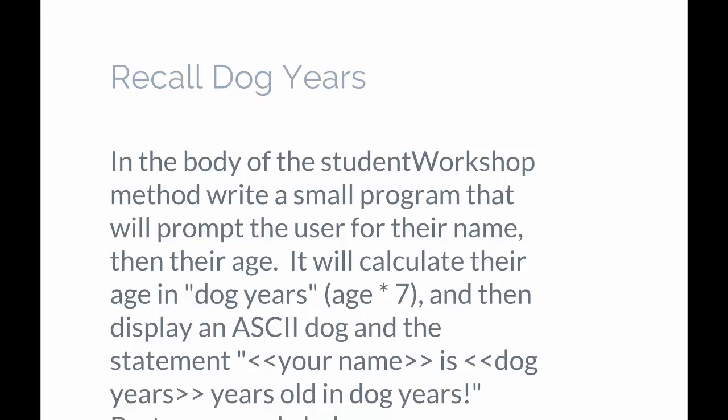In the body of the student workshop method, write a small program that will prompt the user for the name, then their age. It will calculate their age in dog years, which is age times 7. Display the ASCII dog, and then the statement, your name is X years old in dog years. Then put your code in there.